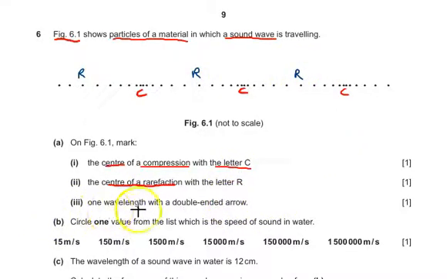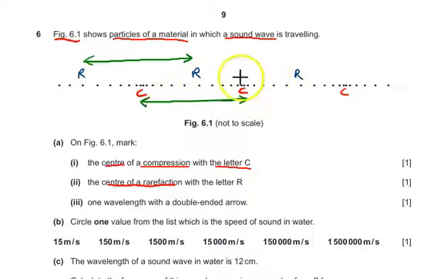Okay, one wavelength with a double-ended arrow. You can either draw it over here or you can draw here. Make sure it's exactly at the center, at this part or at this part. But normally they'll be taking compression. So it's 1 mark each.